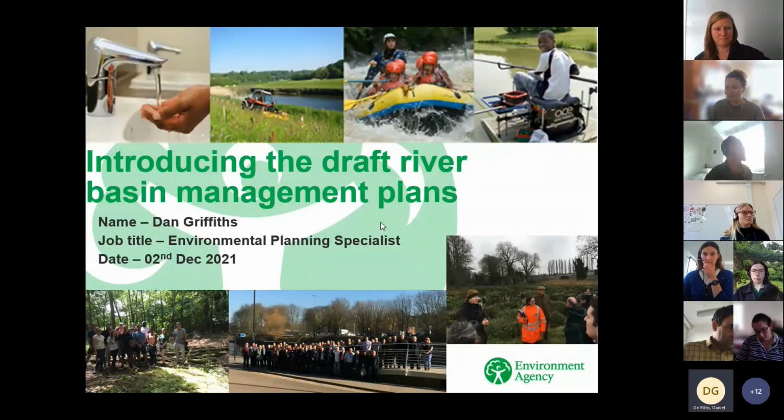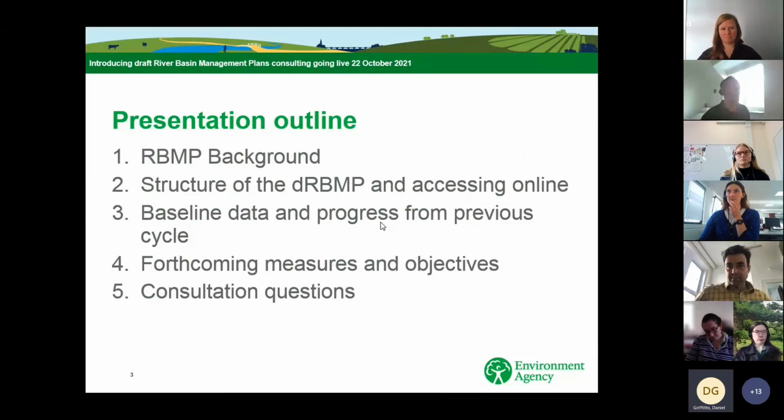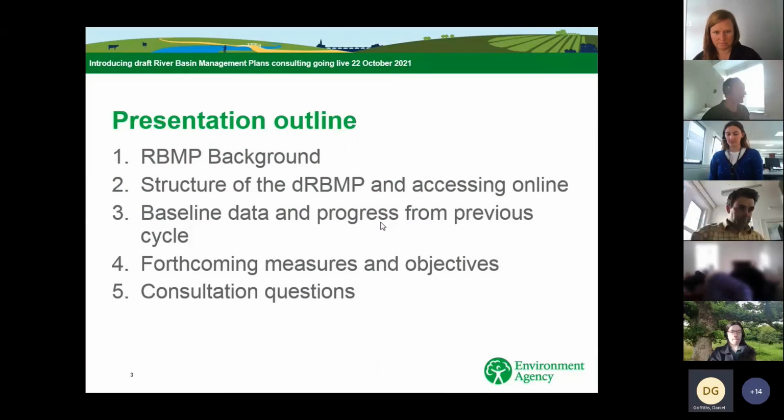What I'm going to look to do this afternoon is talk very briefly about a little bit of background on the River Basin Management Plan. Look at the structure of the updated draft plan and how to access the various bits of information online. I'm going to have a look at the baseline data included in the updated plan and progress from the previous cycle, and pick out key data sets, which are the objectives and the measures included in the plan. And then lastly, look at the consultation questions themselves and try to give a bit of steer on what those questions are and the answers that would be most valuable.